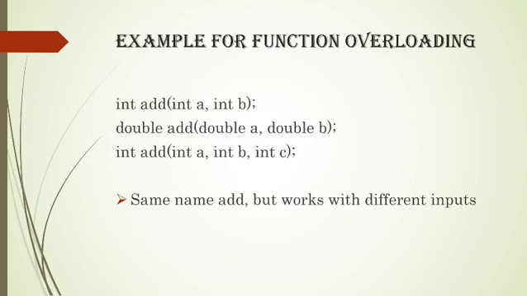Let's see an example for function overloading. Here we have three add functions. One works with integers, another with doubles, and one handles three integers. The compiler automatically selects the correct version when the function is called.